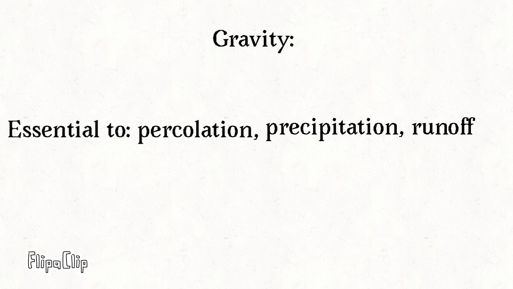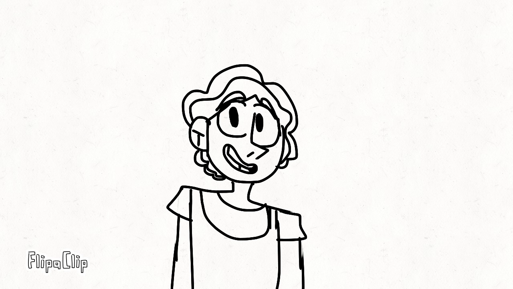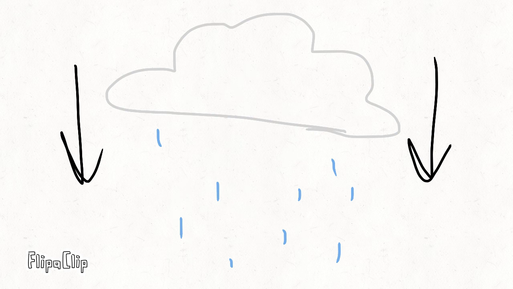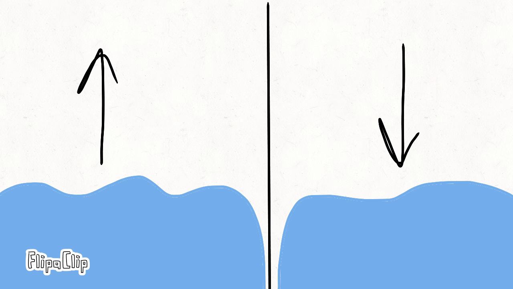Finally, gravity. Gravity is essential to percolation, precipitation, and runoff. Like before, percolation is pulled by gravity to move to an underground aquifer. With precipitation, gravity makes it fall. Finally, runoff is moved high to low by gravity.